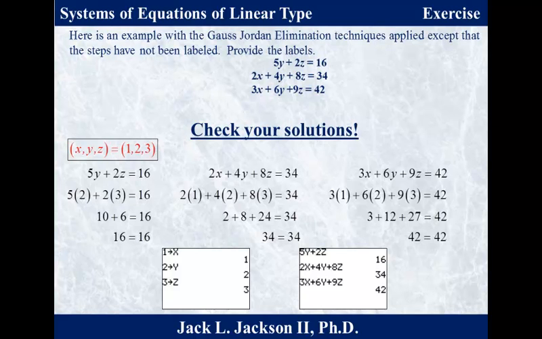Similarly, check 3x plus 6y plus 9z equals 42, when x is 1, y is 2, z is 3. Plug in 1 for x, 2 for y, 3 for z, in parentheses. 3 times 1 is 3, 6 times 2 is 12, and 9 times 3 is 27, and add those up. Let me do it in this order. 27 plus 3 is 30, plus 12 more is 42. 42 equals 42. It does check.